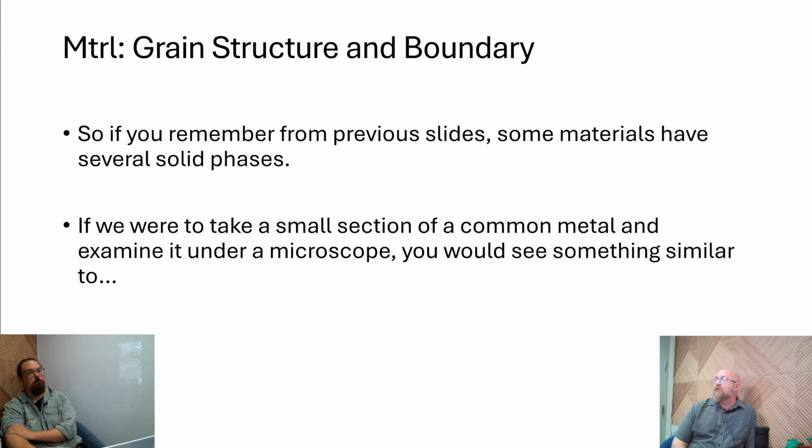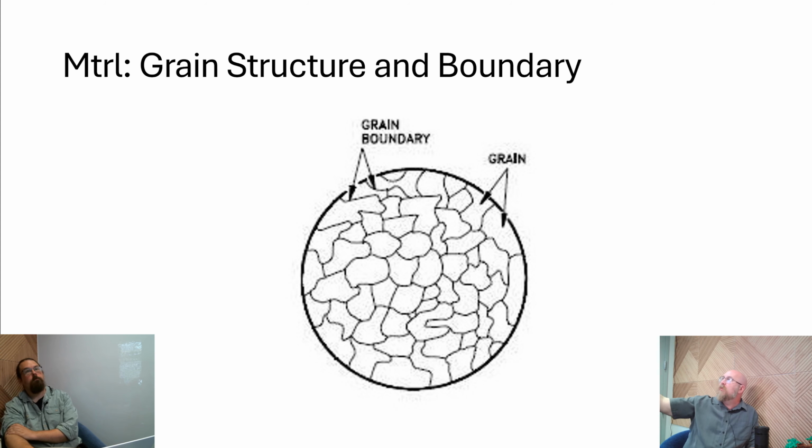If we were to take a small section of a common metal and examine it in a microscope, you'd probably see something like this. Here we see these lumpy little things, clusters of, and these are called grains. Now we're zooming out even further, at the next level.